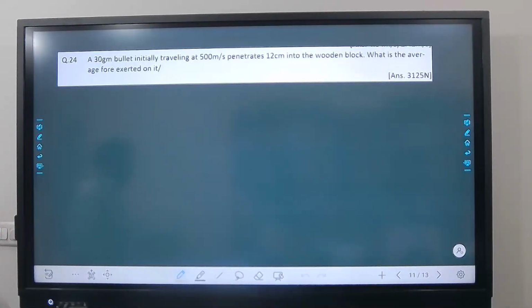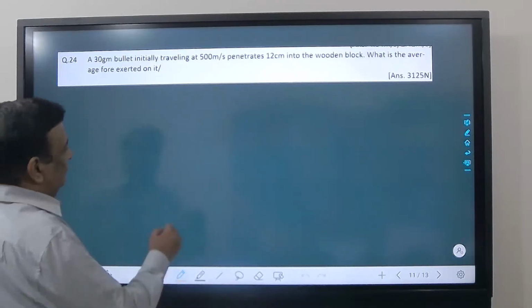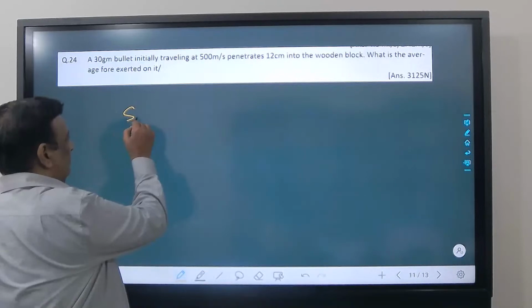A 30-gram bullet initially traveling at 500 meter per second penetrates 12 centimeter into a wooden block. So that means after traveling a distance of 12 centimeter, it comes to rest. तो हमने बताना है what is the force exerted. Again work energy theorem.